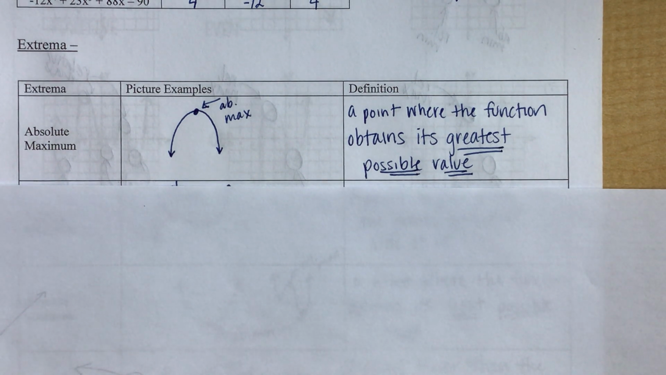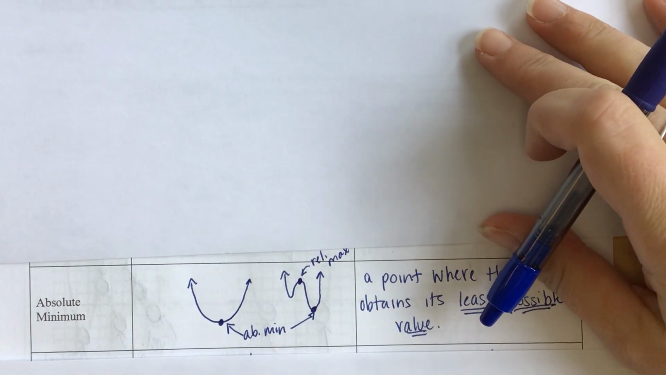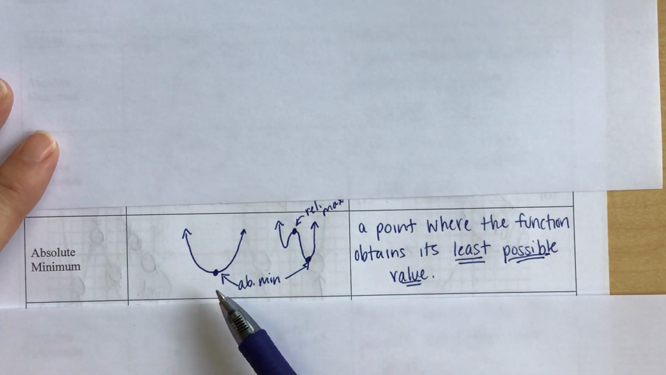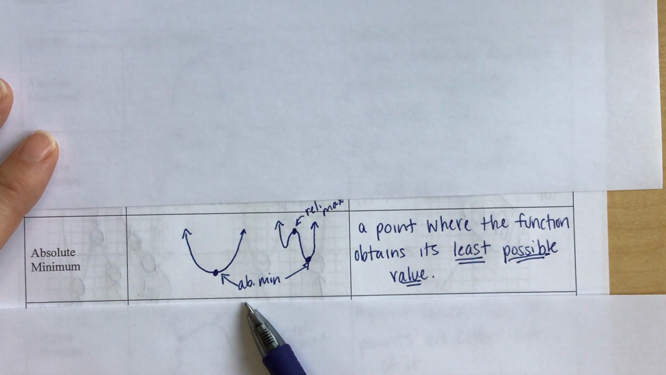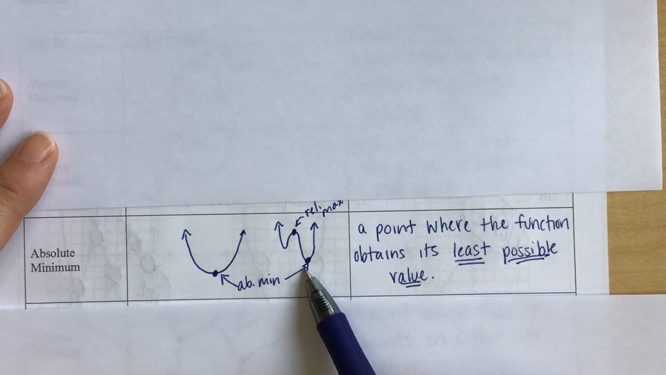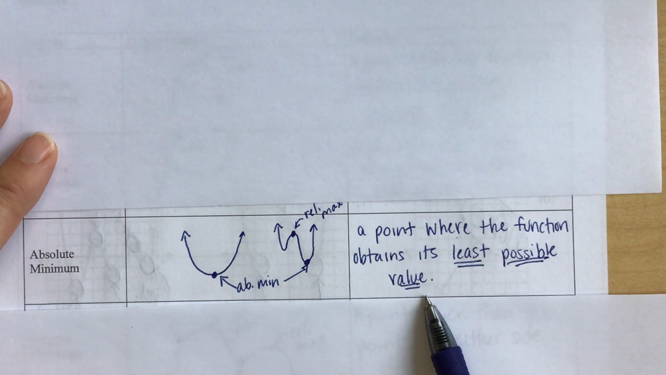Let's jump down to absolute minimum. With absolute minimum, it's the same sort of thing. This is the absolute lowest point on the graph ever. It could also look like this: this is the lowest point on this graph. It's a point where the function obtains its least possible value.